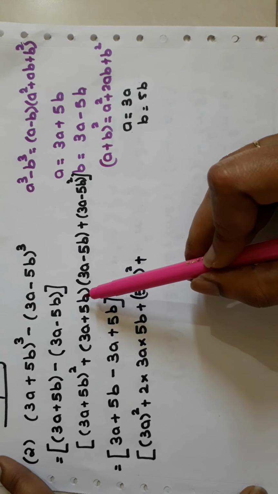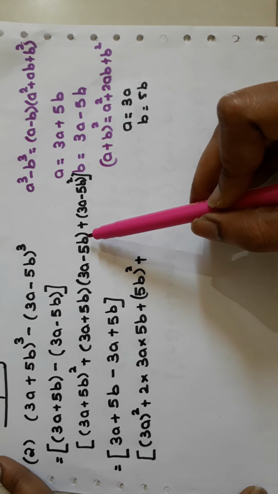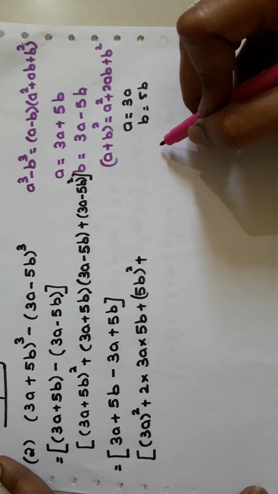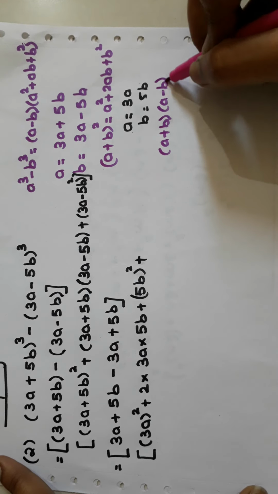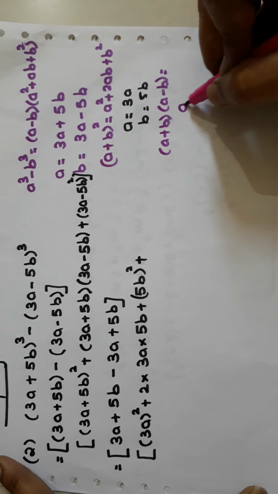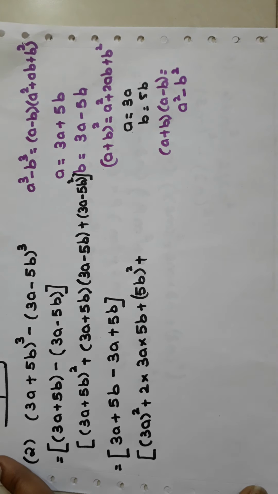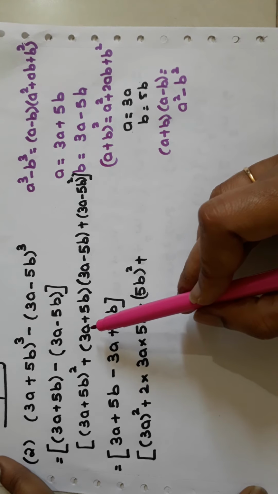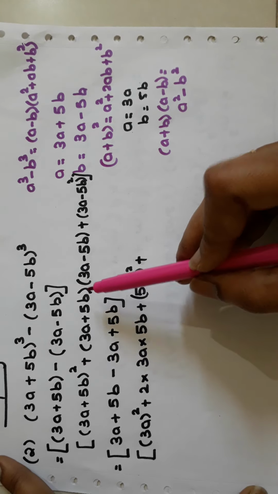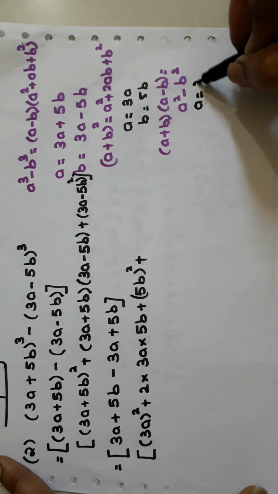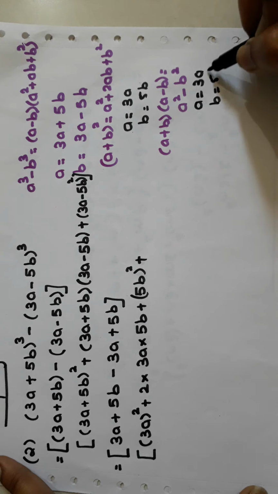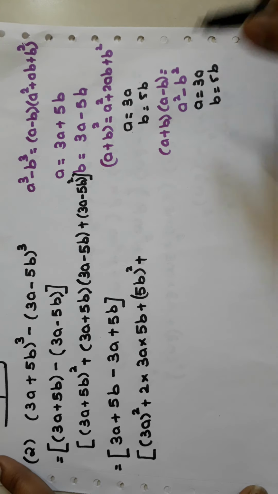3a plus 5b into 3a minus 5b. Now here the expansion formula a plus b into a minus b is same as a square minus b square. But in this case, a is 3a and b is 5b. So you will replace a by 3a and b by 5b.